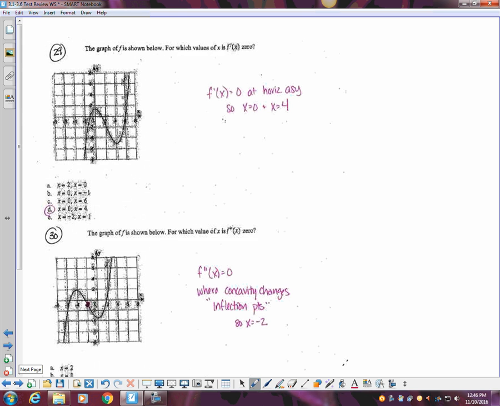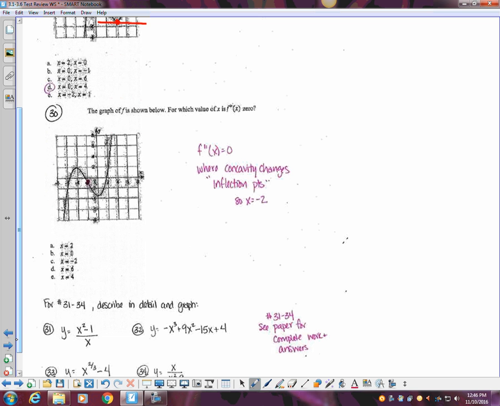Okay, graph is shown below, for which values of x is f prime equal to 0. Okay, again, this is a big picture question. If f prime equals 0, then that means that the slope of the tangent line is 0, which means we need to have a horizontal tangent. Well, that would happen here and here. So that happens at 0 and 4.